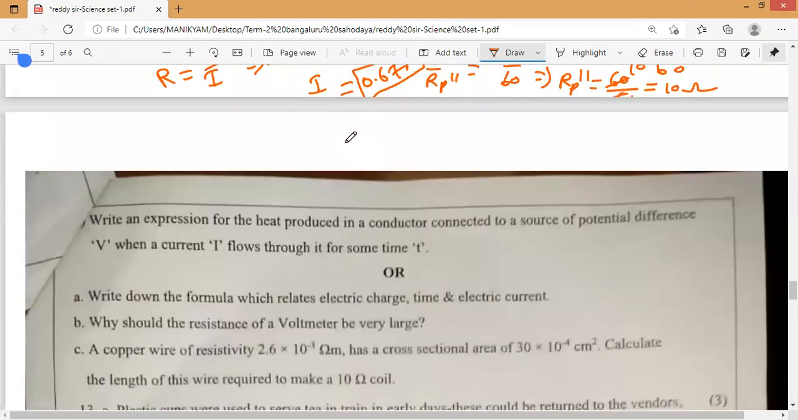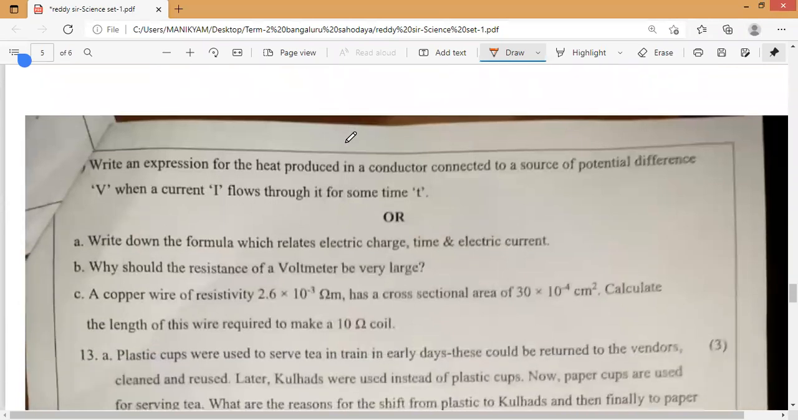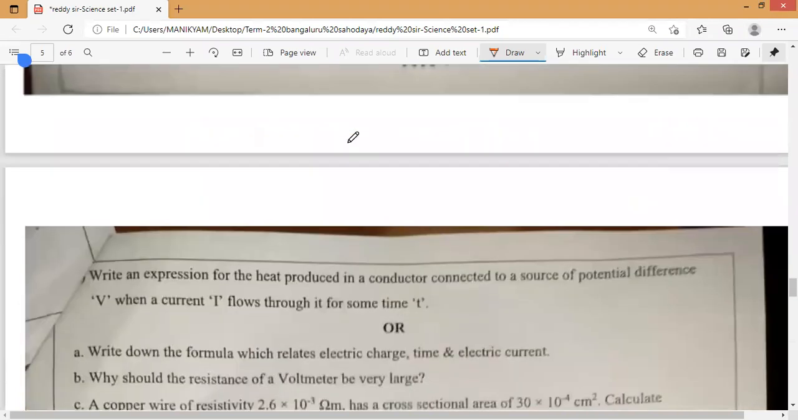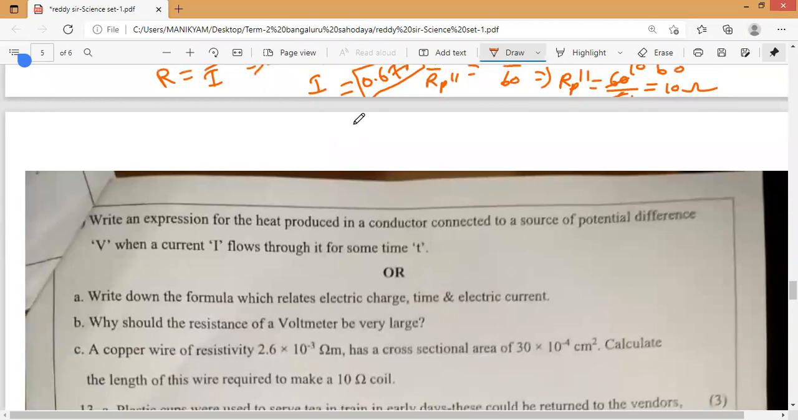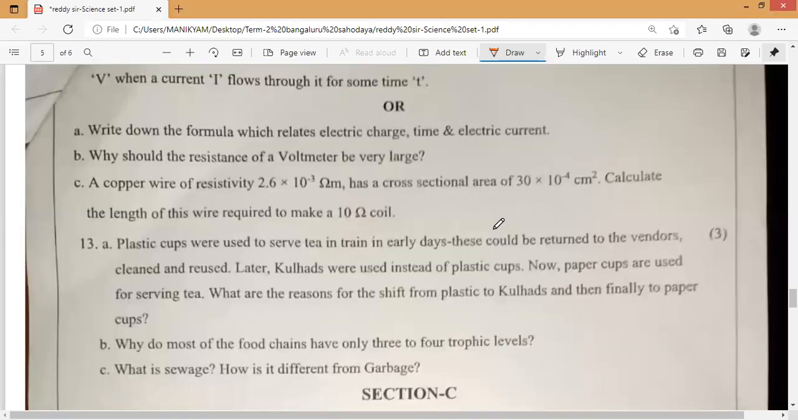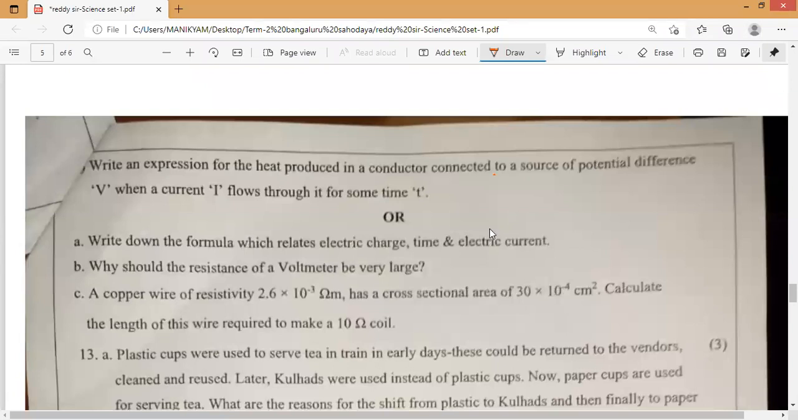Then you can notice here, one more expression is there. That expression carries 1.5 mark. Still, any doubt, please kindly open your mouth. Kevin, check it. 18 it is, you are saying 14. So write the expression. Write an expression for the heat produced in a conductor connected to a source of potential difference V when a current I flows through it for some time.